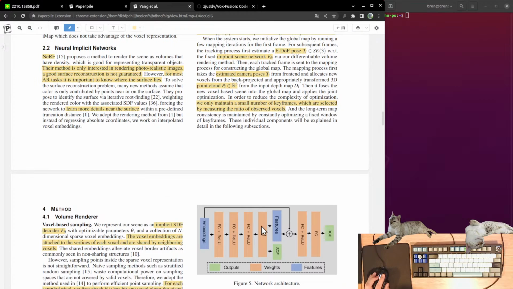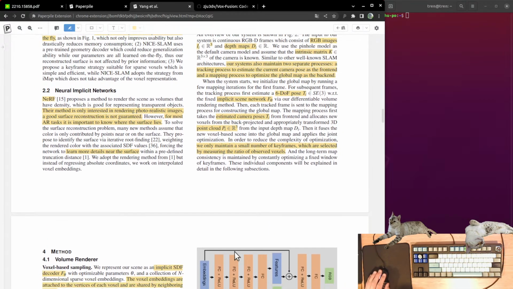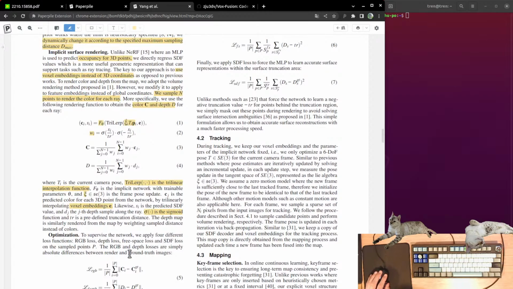What is D sub j? TR is a predefined truncation distance. Okay, that's this term here. Weighting sample distance. Okay, so I think these WIs are the weights of the distance. Okay, all right, this makes more sense now.